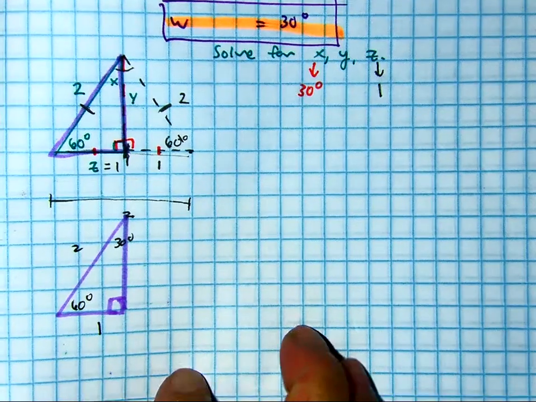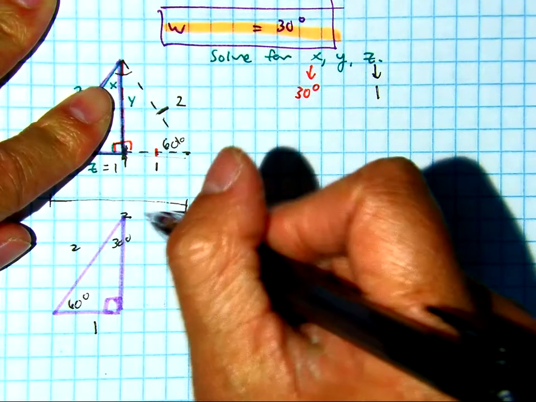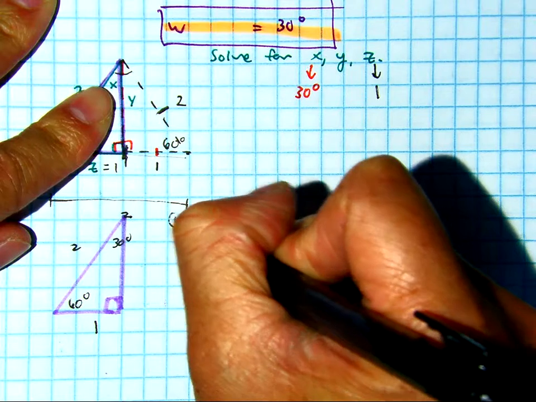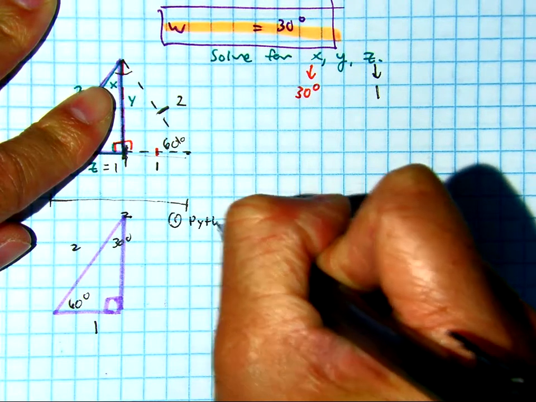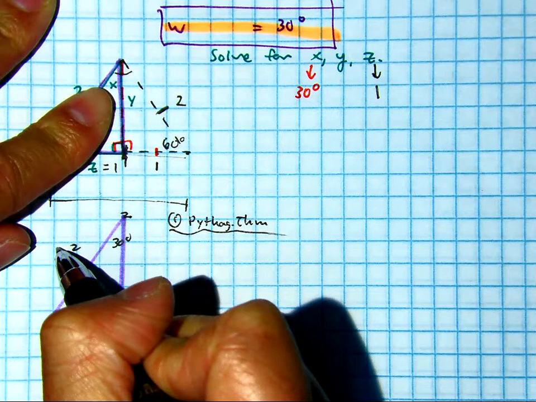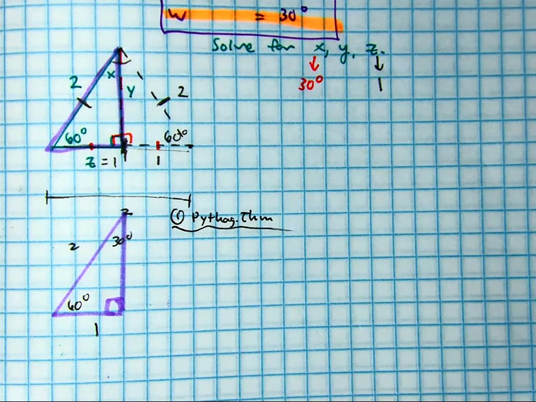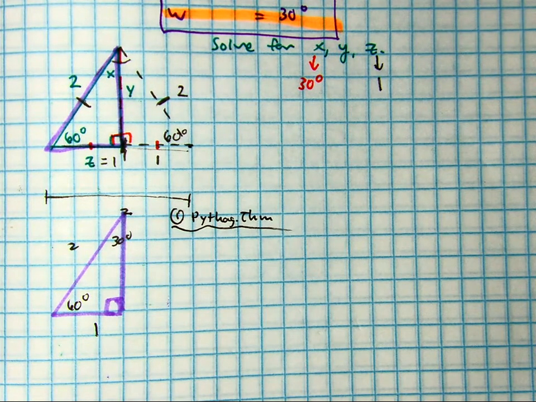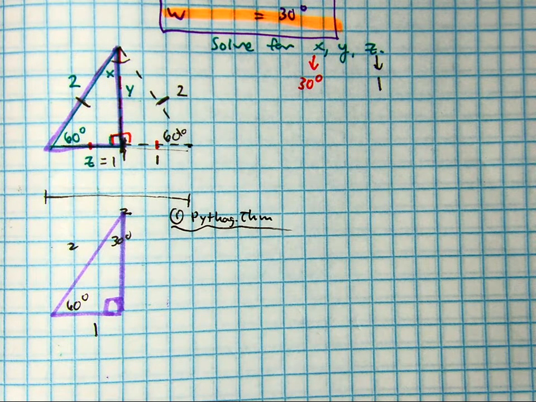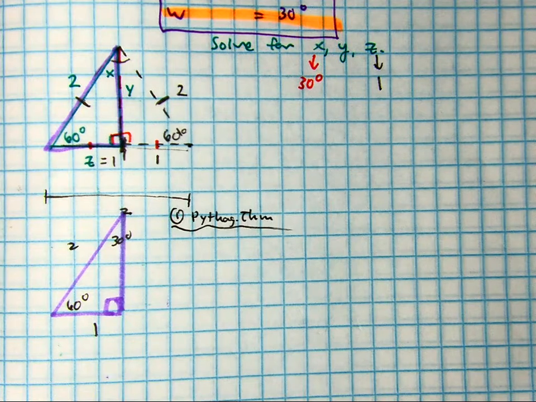So Pythagorean theorem. Partner B, tell partner A the Pythagorean theorem. Ready, set, go. Edwin? Shh. Edwin?